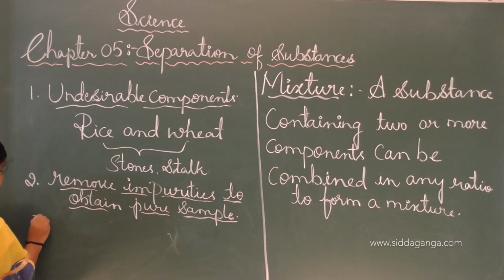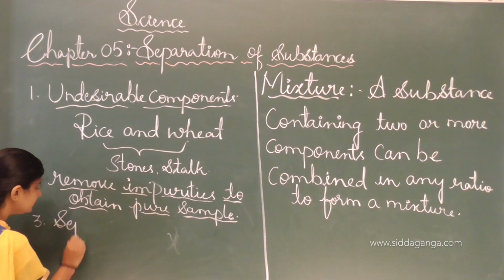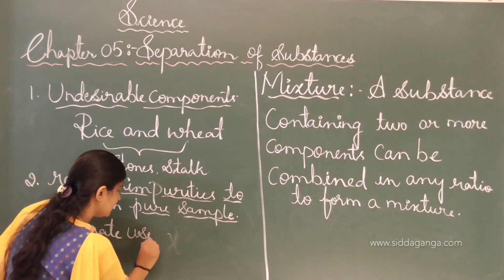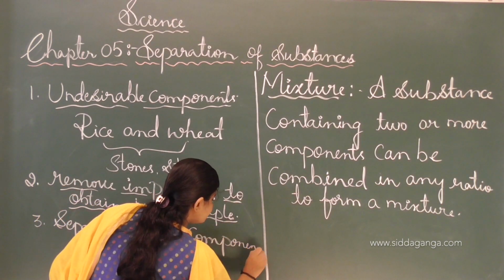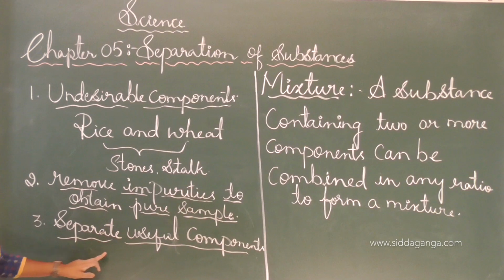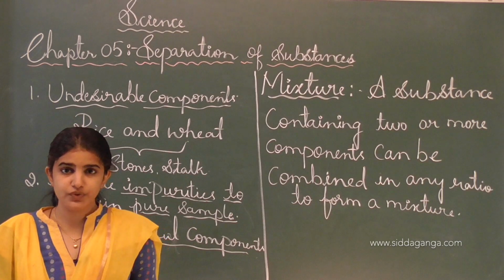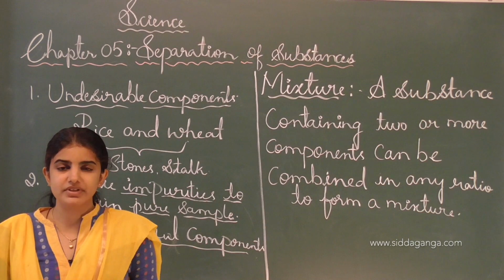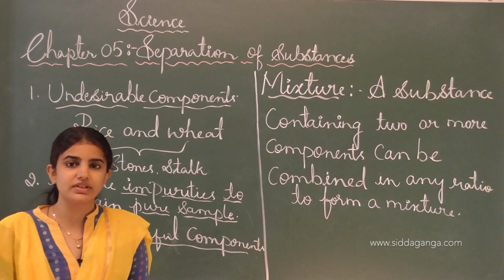And the third one is to separate out the useful components. See, to separate the useful components. If a mixture has useful components and non-useful components, both will be present in the mixture. See here, the third purpose is to separate the useful components which are present in the mixture.